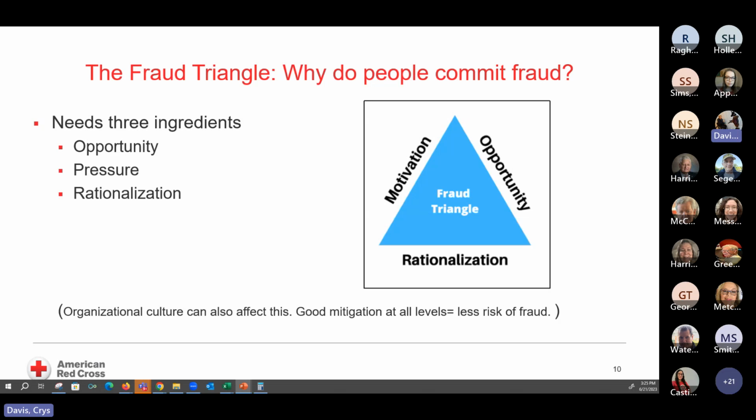Once you boil down basically all fraud investigations, we need three ingredients. Now, lots of fraud investigations have other ingredients too, but these are the three big ones. We need opportunity and motivation or pressure and rationalization. And I've got both pressure and motivation because some people call it one, some people call it the other, and I wanted you to see both of them.